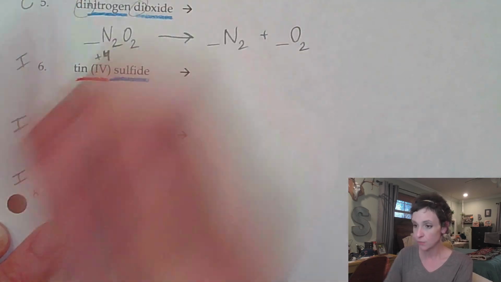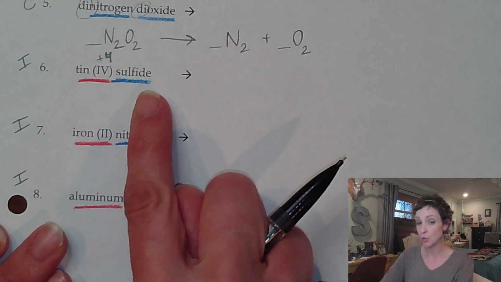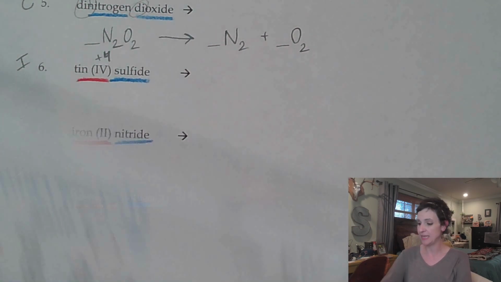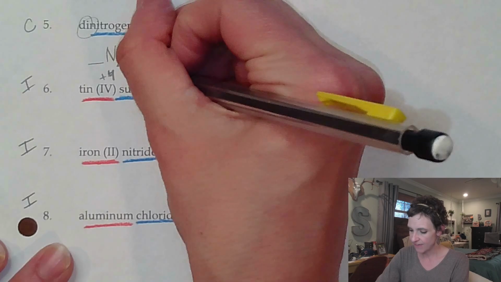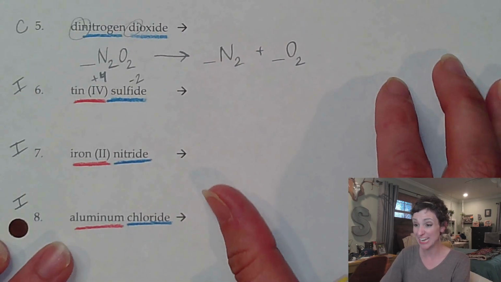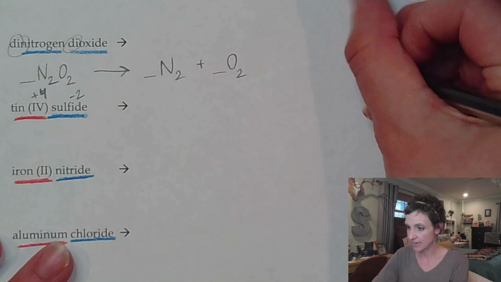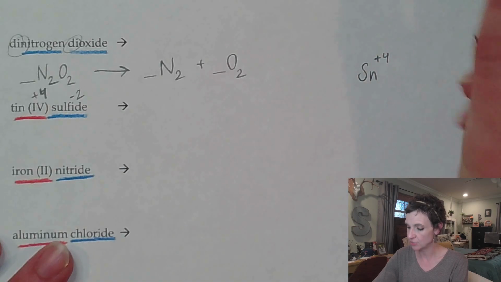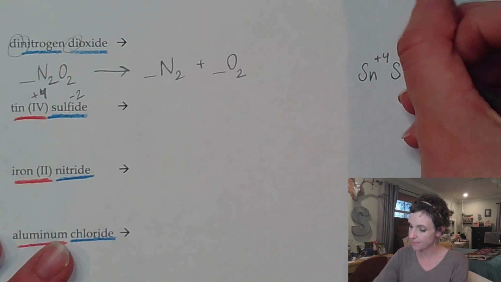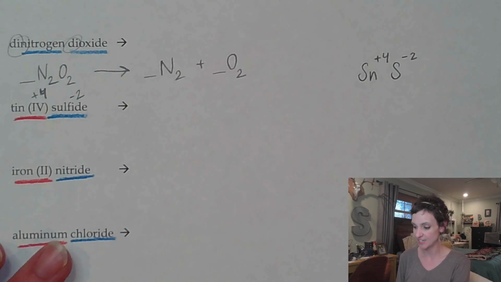+4, sorry guys, +4. And sulfide, IDE ending means plain old sulfur. He's got a -2 charge. And in fact, since this is a little bit of a trickier crisscross, I'm going to write this off to the side. So we know that tin has a +4 charge, right? And sulfur has a -2 charge. That is what we discussed, right?